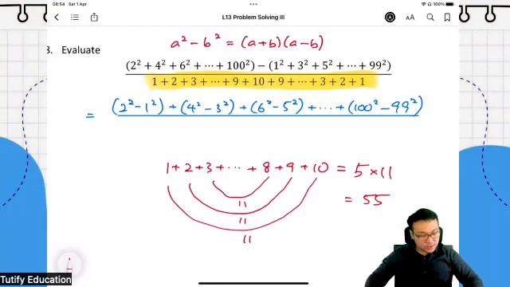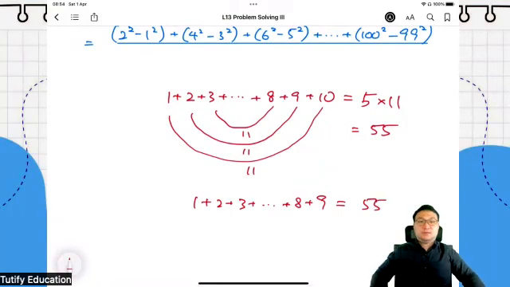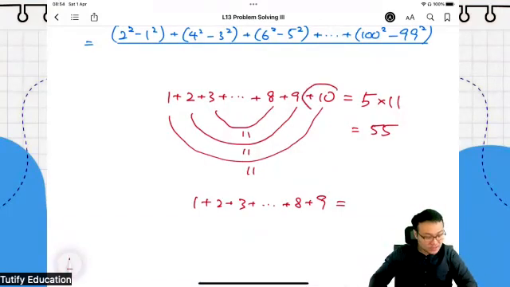So you already know 1 to 10 is 55, right? Then what about 1 to 9? Do you think it's still going to be 55? No. Why? Because you are missing the 10. So what's the answer? So 55 minus 10. No need to plus anything. You are missing a 10, right? So why not you just take away a 10? What's the answer?